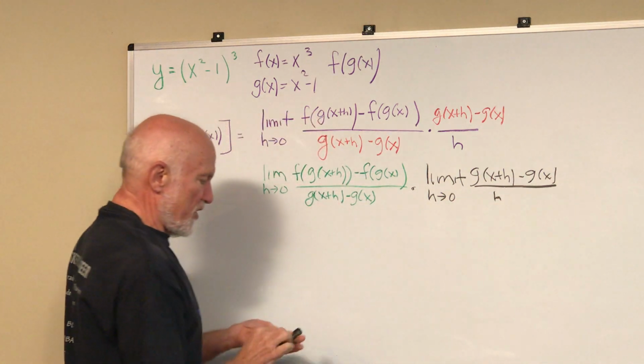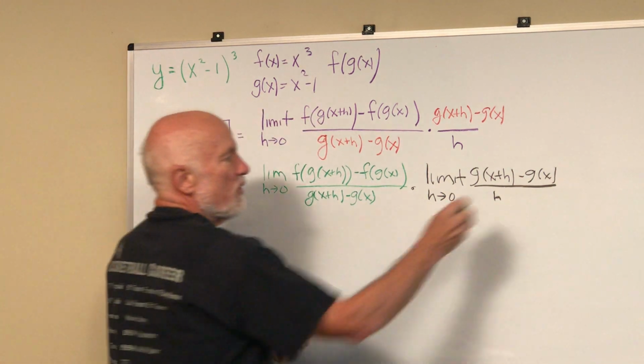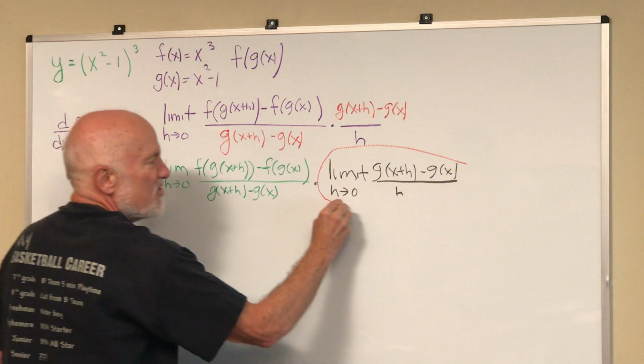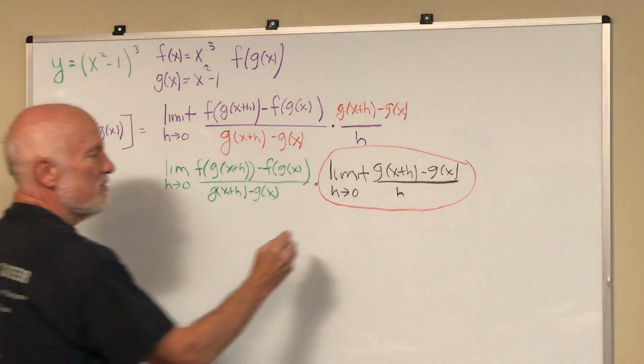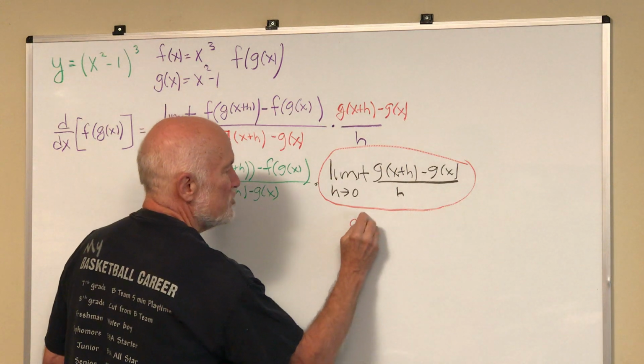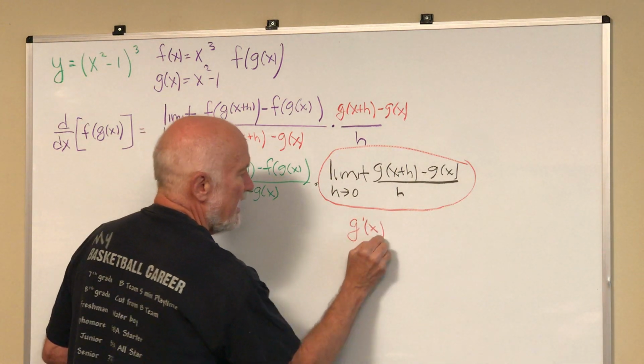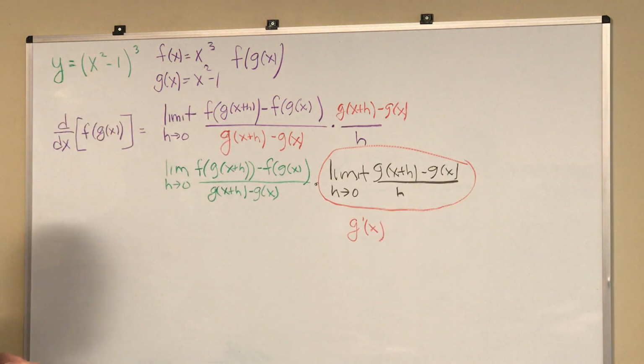Now, here's where the good things happen. Right here, that's something we've looked at quite a bit. That's merely g prime of x. It's the other side that's a little more complicated.